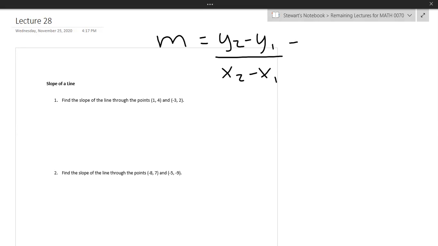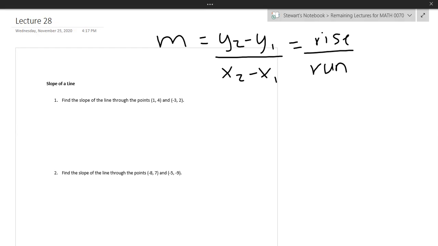It also might be called the rise over the run, because when you're talking about rise, you'd go up or down, which is what the y value does, and then x is the run, where you're running either forward or backward, which is side to side, like the x-axis.